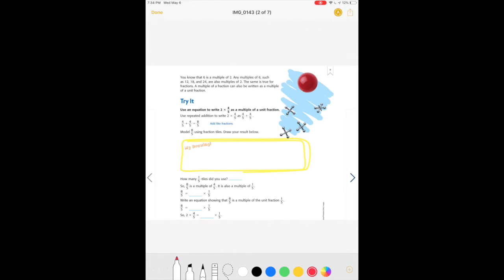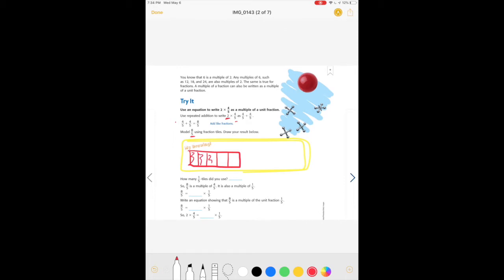Because we have 4/5 and we need to add it together twice. Now we can just add like fractions. 4/5 plus 4/5 equals 8/5. Model 8/5 using fraction tiles. So I need a fraction bar and I need to cut it into 5 pieces. My denominator tells me how many pieces, and I need to start coloring in 8 of them.